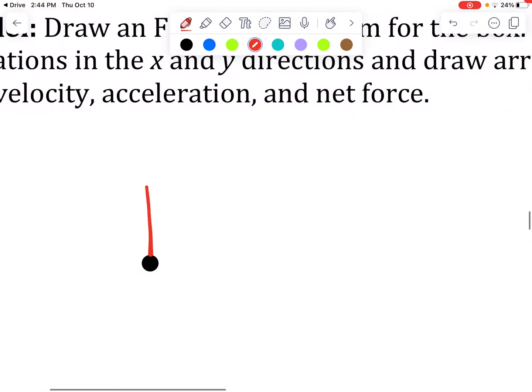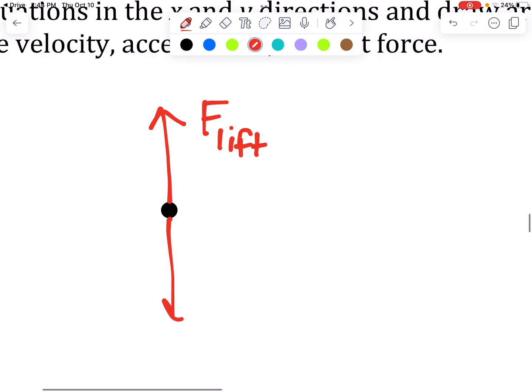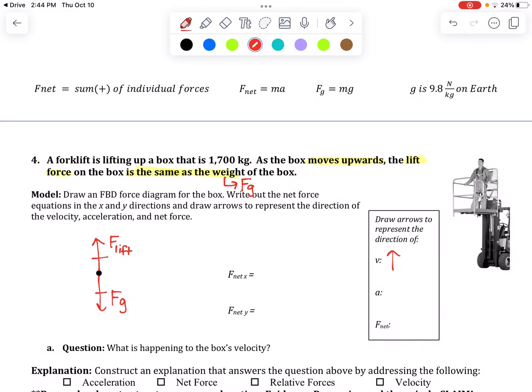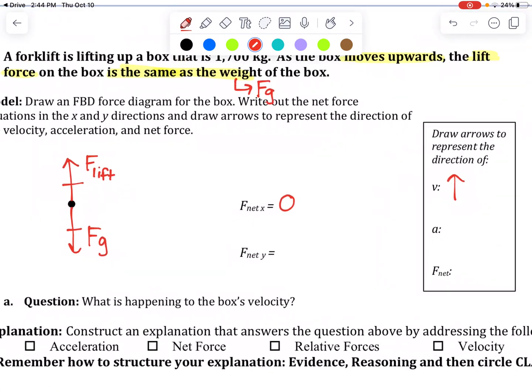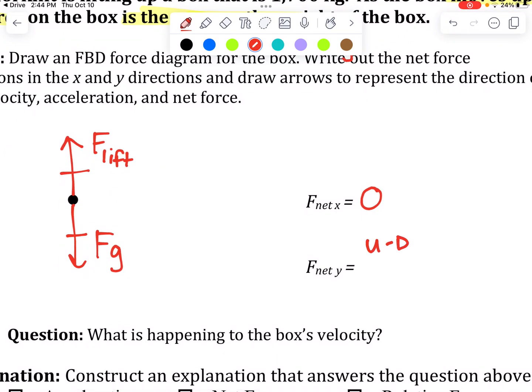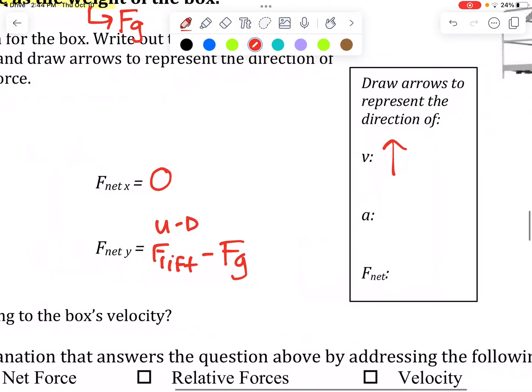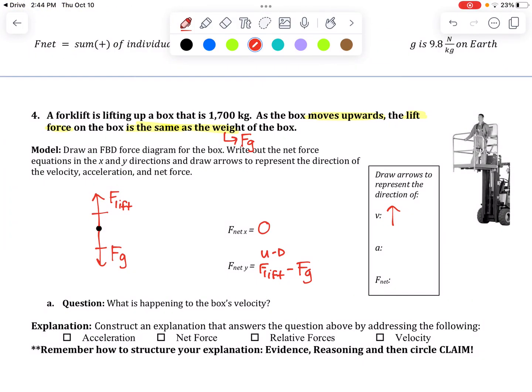So now I can look at my FBD. The lift force is the same as the force of gravity. So I'm going to draw tick marks to show that those are the same. Now my F net X, there's no horizontal forces. In vertical, I always do up minus down, so I'll do F lift minus force of gravity. Then looking at my FBD, those two forces are going to balance out, and so I'm going to get a net force of 0. And then acceleration and net force always match, so that means acceleration is also 0.